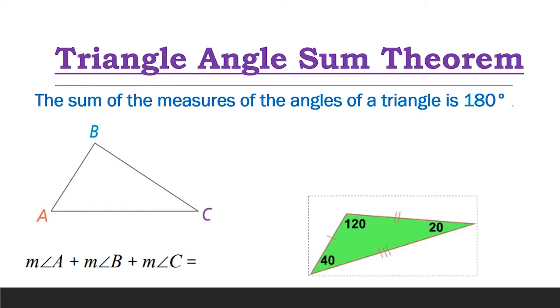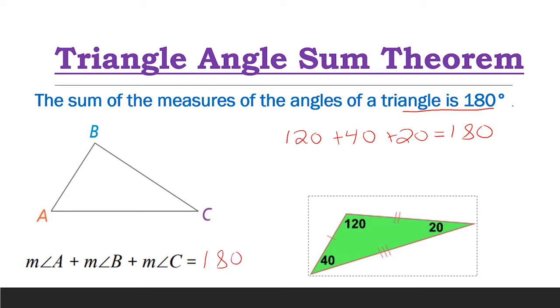That simply states that the measures of the angles of a triangle equal 180 degrees. All triangles have angle measures that equal 180 degrees. So we have an example here. If we add 120 plus 40 plus 20, that gives me 180 degrees. And so all triangles, the three angles, always add up to 180 degrees.